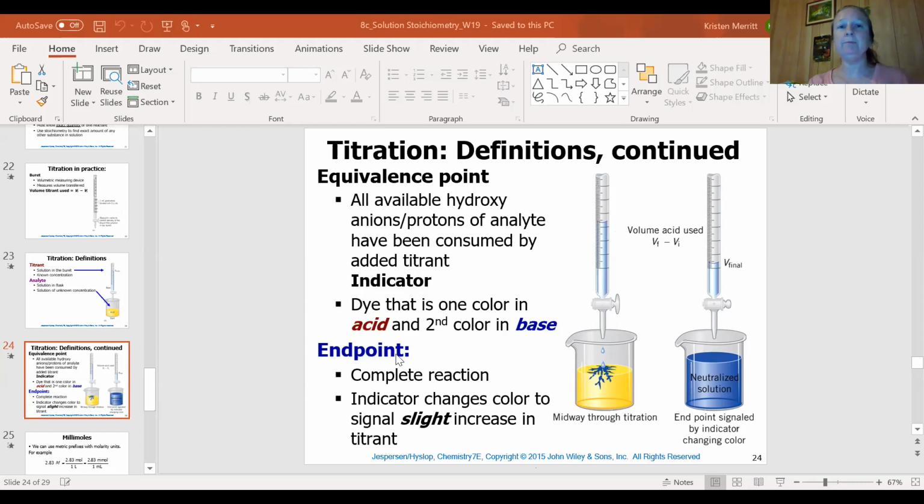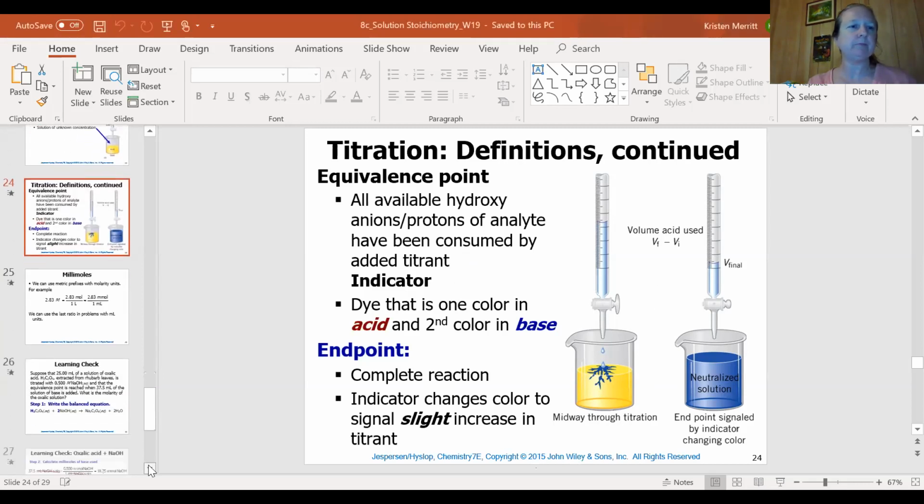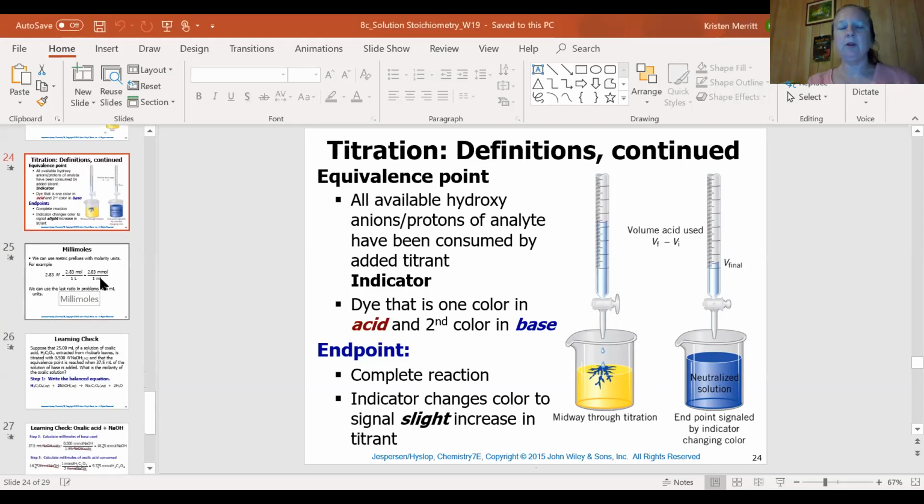So endpoint and equivalence point. Equivalence point is when the moles of hydroxide are equal to the moles of protons available. And then the endpoint is when you stop the reaction. It's pretty much the same thing. They're just slightly different meanings. So now we're going to calculate. We're going to use this to calculate the unknown concentration of our acid.